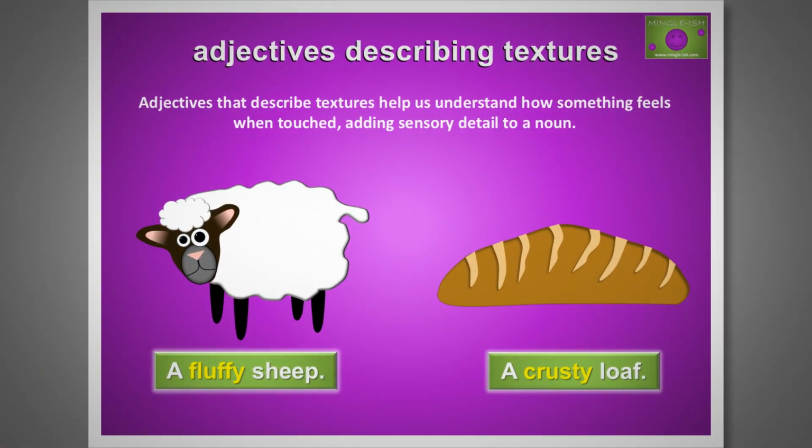Adjectives that describe textures help us understand how something feels when touched, adding sensory detail to a noun. A fluffy sheep. A crusty loaf.